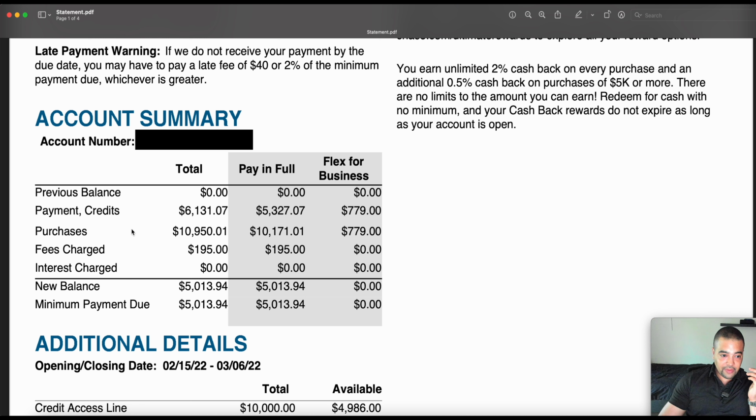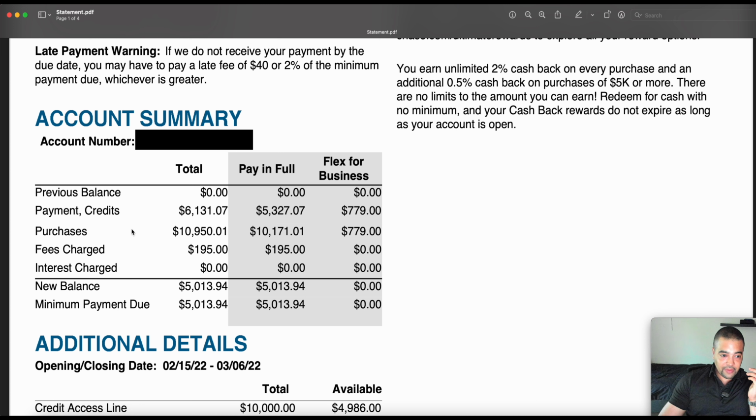Now, fees charged, this is the annual fee, right? So if you had any type of fee, they would put it here. But this card has an annual fee of $195. So they're saying, hey, we're going to put it into the total. There's the pay in full terms right here. And then for Flex for Business, it's still the same amount. So basically you've got 3 columns here. And if you wanted to pay attention to the Flex for Business, you could do that. That's why these numbers don't match up exactly.